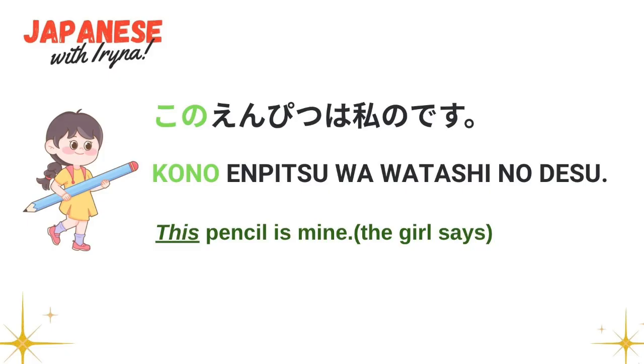この鉛筆は私のです。This pencil is mine. This is a very interesting example because we also see here no at the ending of the sentence. 私のです. And it's quite okay. So there's no problem. It means that this pencil is mine. この鉛筆は私のです. And of course, we remember about the speaker. It is close to the speaker.